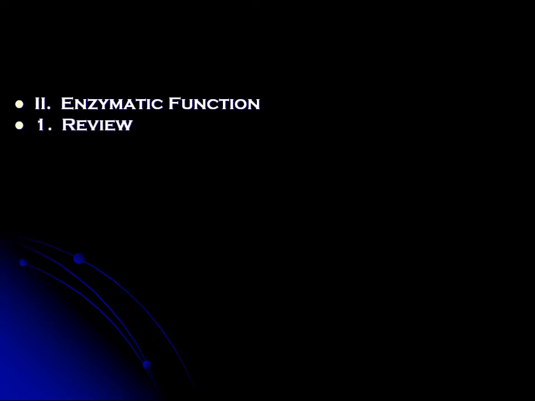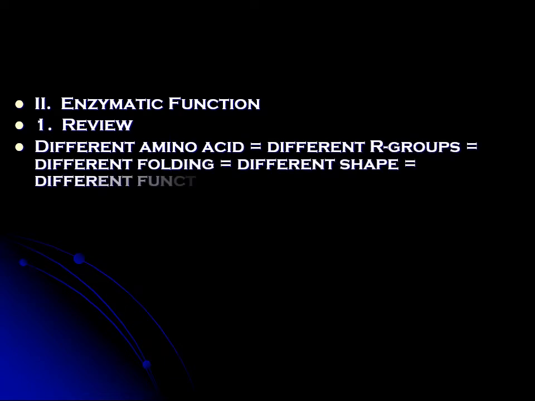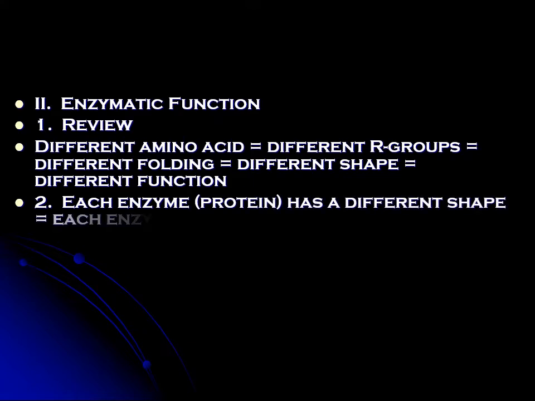What's the function of enzymes? So if you remember from our previous lesson, if you have a different amino acid sequence, we're going to have different R groups. Those are the side chains. And if you have different R groups, those proteins are going to fold differently. They can either fold into a linear shape or they can fold into a globular shape. So the different shape determines that different function. Each enzyme or protein has a different shape, which means that each enzyme does different work.